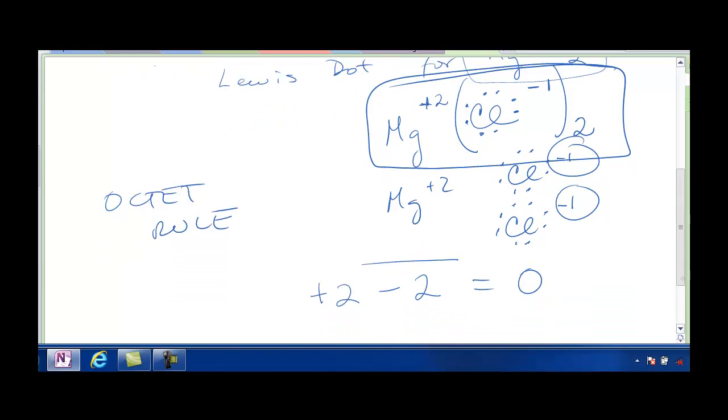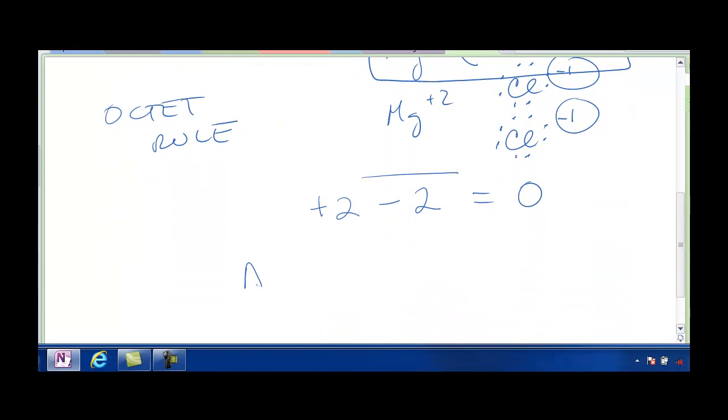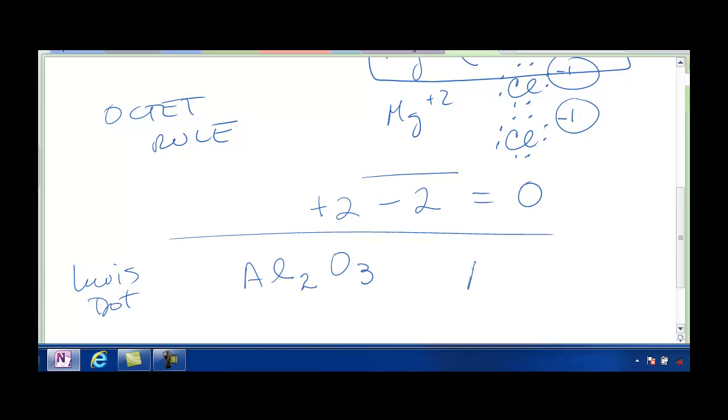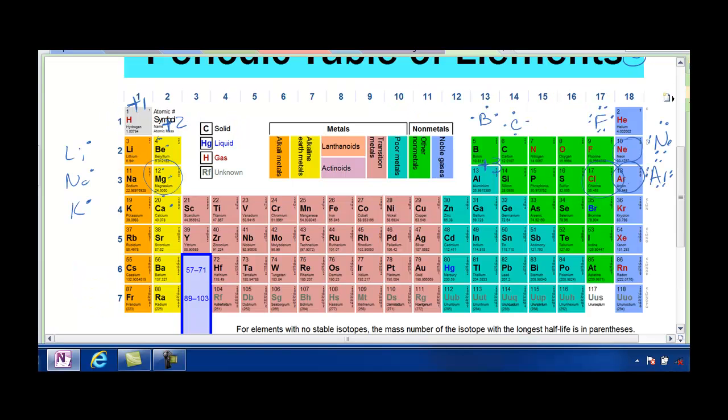Okay? If it's aluminum oxide, what's the formula for aluminum oxide? Al2O3. Okay, so what are the Lewis dots for aluminum oxide? Aluminum, we look it up in the chart, it's a metal. And it's a +3. And oxygen is a group 6. It's 6 valence, and it wants to pick up 2 more. So these guys will pick up 2.